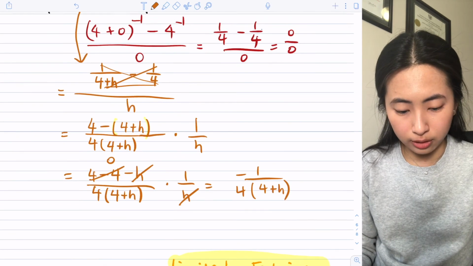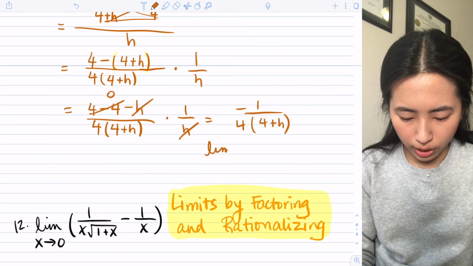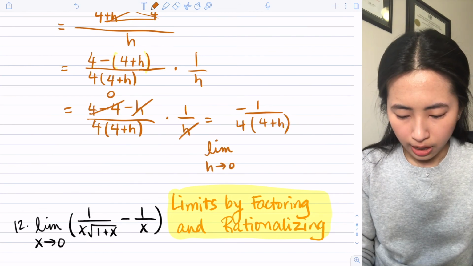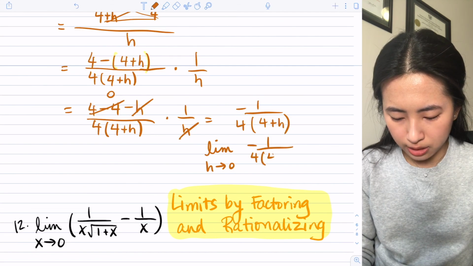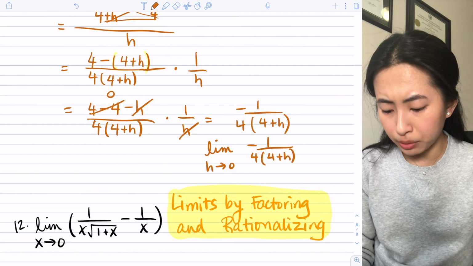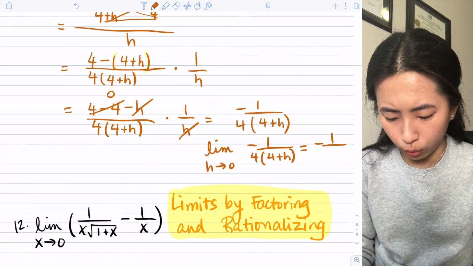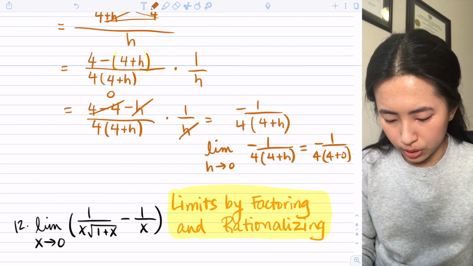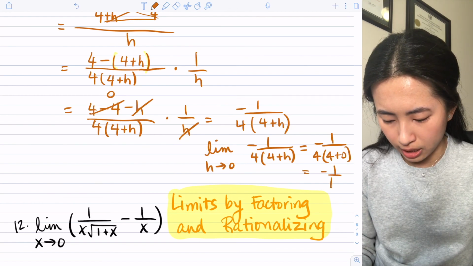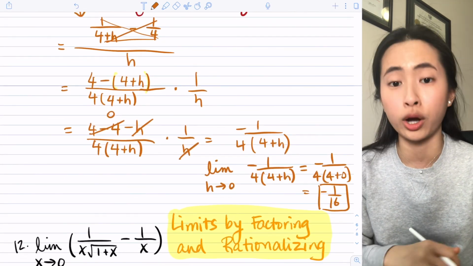So now, this time, we are able to evaluate the limit when h approaches 0. So we have the limit when h approaches 0 of negative 1 over 4 times 4 plus h. We simply apply direct substitution by plugging in 0, so we would have negative 1 over 4 times 4 plus 0, so this results to negative 1 over 16, and hence our limit for number 11 is actually negative 1 over 16.